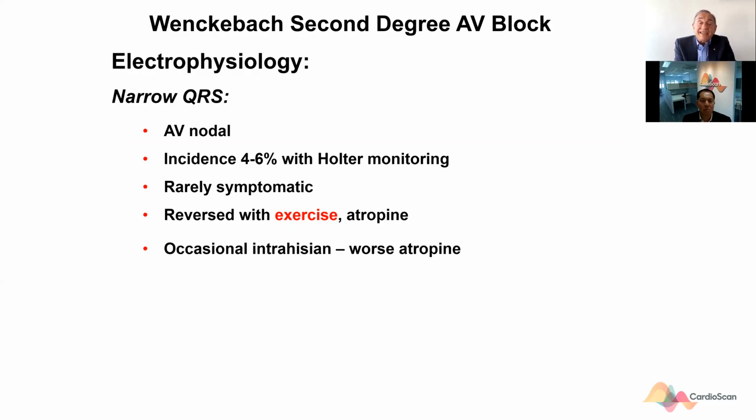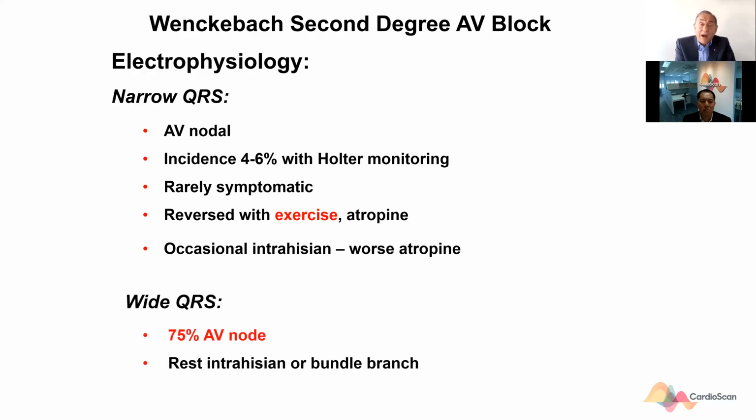Electrophysiologically, we can divide it into narrow QRS. It's AV nodal. It's an incidence of 4 to 6% with Holter monitoring, rarely symptomatic. And if you exercise the patient or give them atropine, the Wenckebach disappears. Occasionally, we have to remember it can be intrahisian, and this gets worse with atropine. And this is much more significant as patients may require a pacemaker.